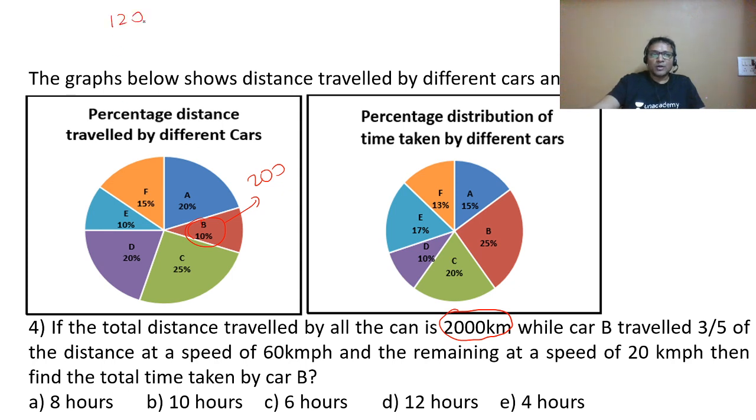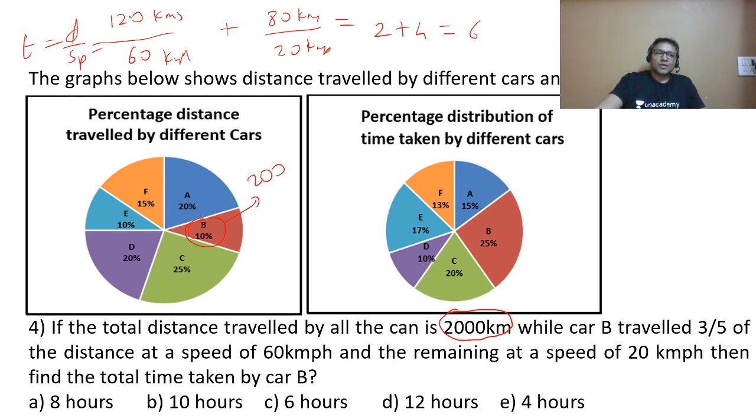So car B has traveled 120 kilometers at 60 kilometers per hour, and the rest 80 kilometers at 20 kilometers per hour. So you can make out the speed. Time will be 2 plus 4, 6. Remember, time is equal to distance upon speed. 120 upon 60 plus 80 upon 20, which will give you 6 hours as the answer.